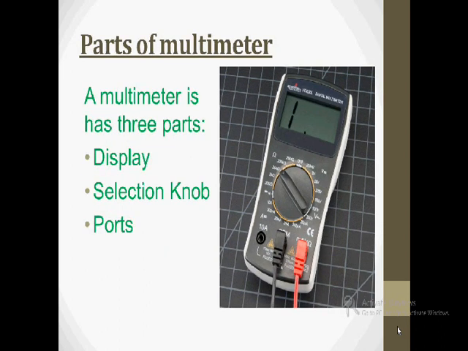What are all the main parts you can see on multimeter? First its main part is display. Second is the selection knob, where you can select what you want to measure. You want to measure resistance, voltage, AC voltage, DC voltage or current. The third one is its ports, having 3 ports.